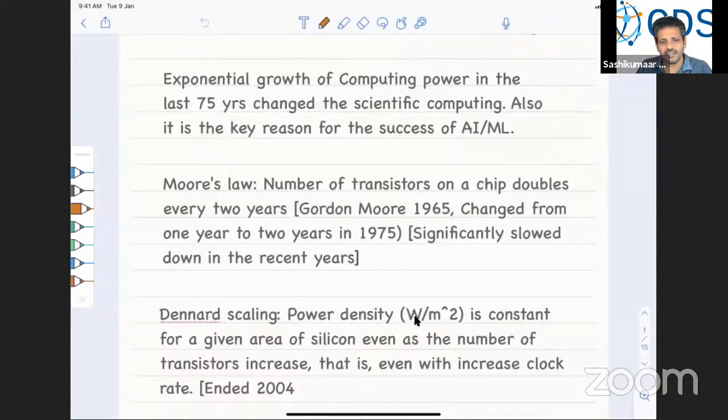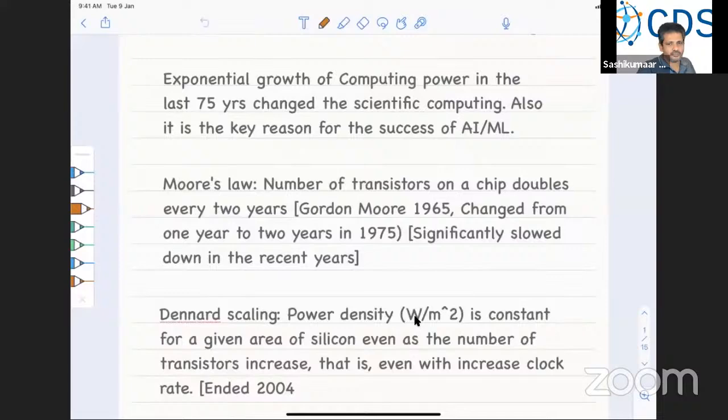If you look at the overall growth of computing power in the last 75 years, it has completely changed the scientific community. For example, whatever you thought was impossible 20, 25, 50 years ago, the growth in computing power has now made it possible. So what does it mean?